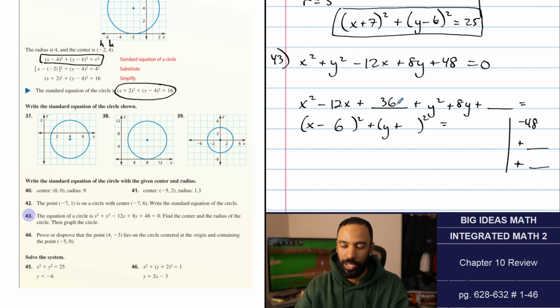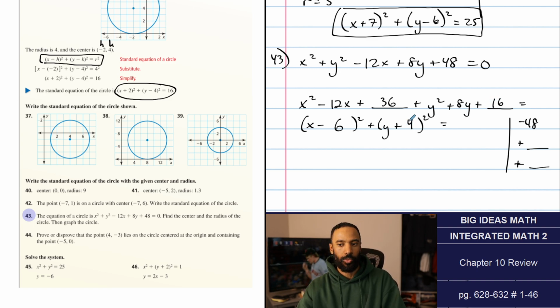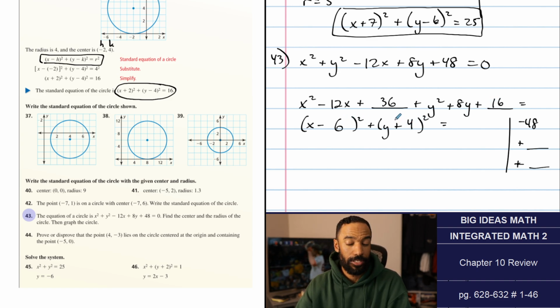Negative 6 squared is 36. That factors to this. 8 divided by 2 is 4. That goes here. 4 squared is 16. And you might wonder, well, why do I have to complete the square if this is the only number I needed? Because it's not the only number you needed.